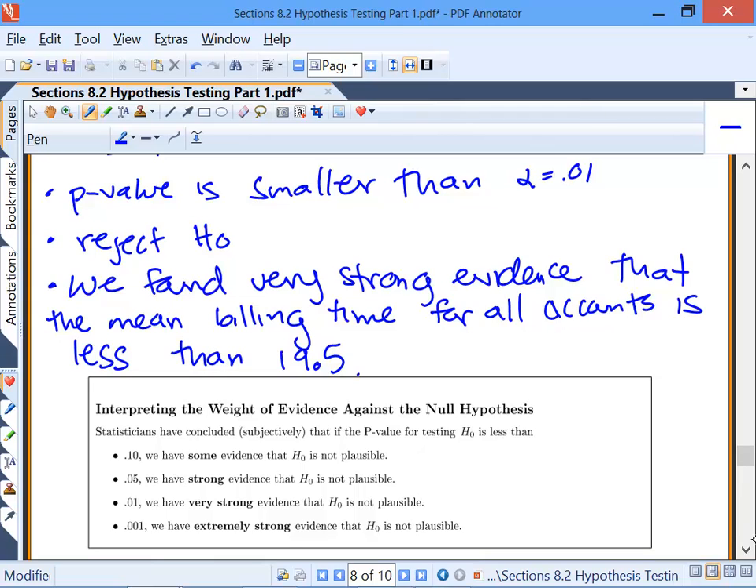And then as far as how we interpret our weight of evidence against the null hypothesis, statisticians have concluded subjectively that if the p-value for testing the null hypothesis is less than 0.10, then we have some evidence. Less than 0.05, strong. Less than 0.01, very strong. And less than 0.001 is extremely strong. Again, that was just the first people to make it up. Got to decide which words they would use. So it's some evidence that the null hypothesis is not plausible, or strong evidence that the null hypothesis is not plausible. And so once we decide that our null hypothesis is not plausible, that means the alternative is true.